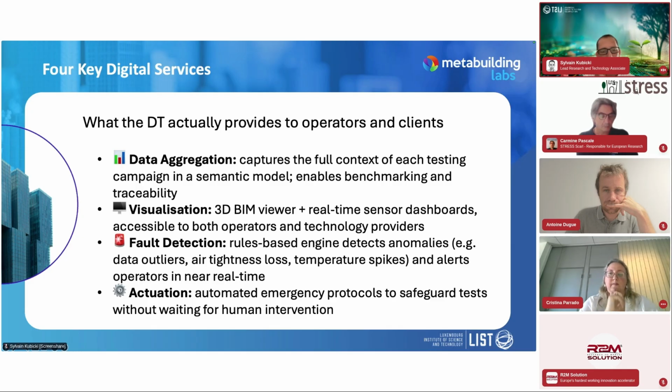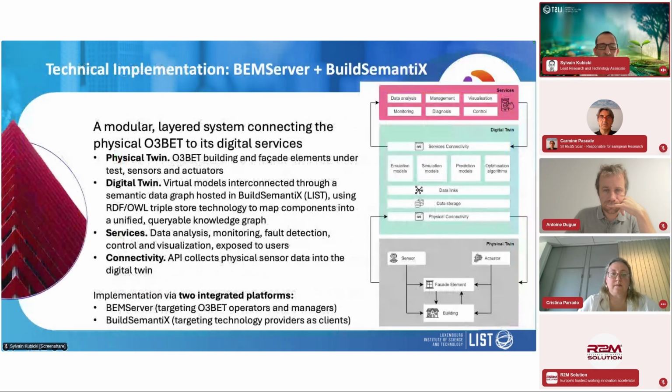Finally, fourth, actuation is what we look at the end. Not fully achieved, but formulated within the project. So automated emergency protocols to make sure the tests are not made invalid for some reason and protect the integrity as much as possible, not waiting for human intervention.